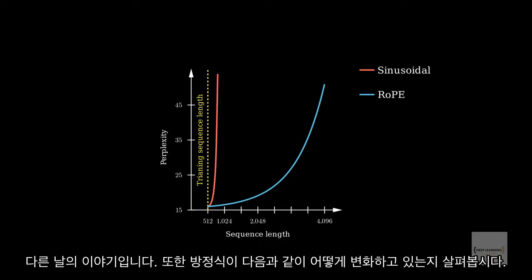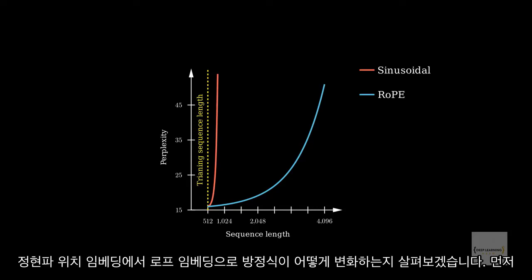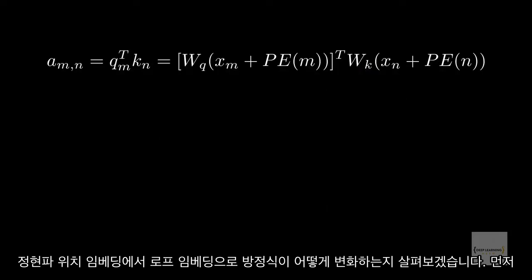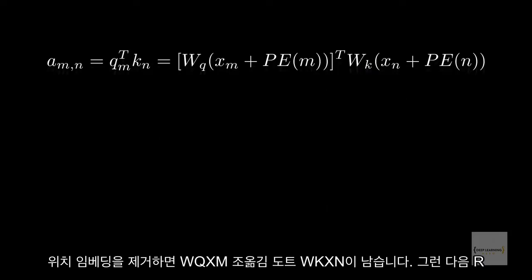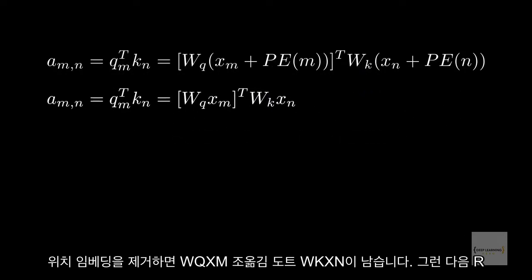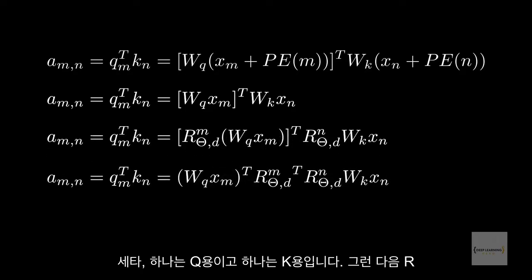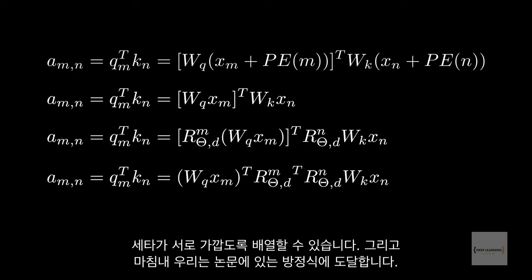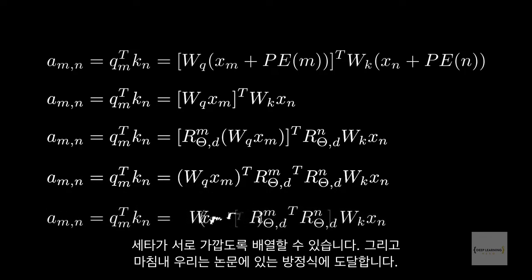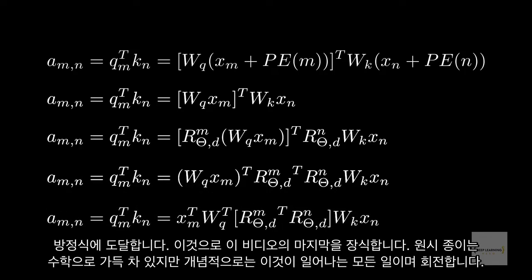Let's also look at how the equations change from sinusoidal positional embeddings to RoPE embeddings. First, we're going to ditch the positional embeddings, which leaves us with W_Q x_m transpose dot W_K x_n. Then we're going to introduce R theta, one for Q and one for K. Then we're going to arrange this in a way that the R thetas are close together. And finally, we arrive at the equation that is in the paper. This brings us to the end of this video.